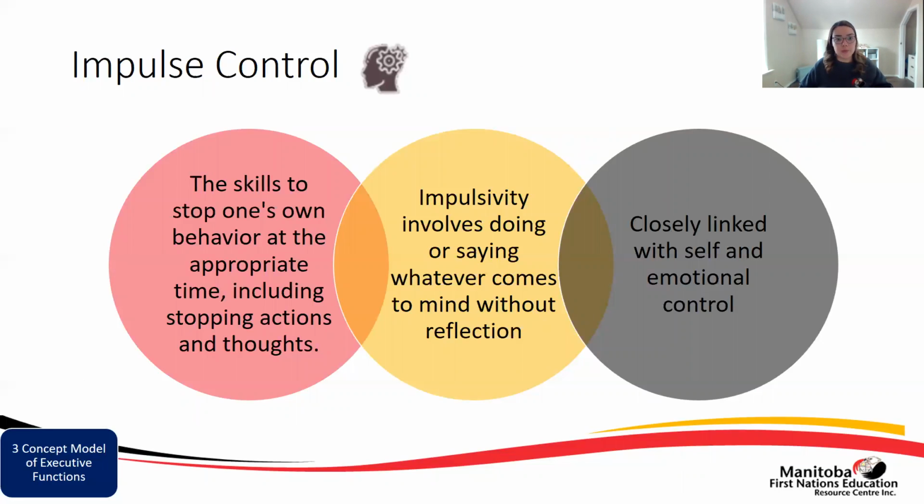So impulse control is the skills to stop one's own behavior at appropriate time, including stopping actions and thoughts. Impulsivity involves doing or saying whatever comes to mind without reflection, and it's closely linked to self and emotional control.